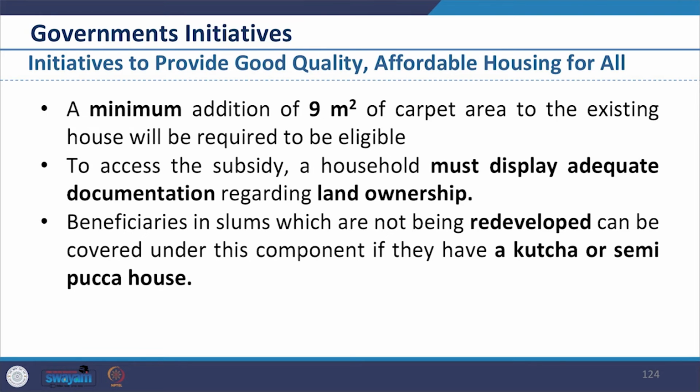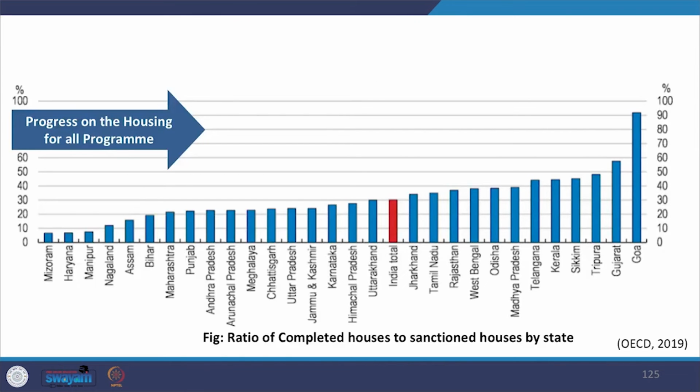To assess the subsidy, a household must display adequate documentation regarding land ownership. Such beneficiaries may reside either in slums or outside the slums. Beneficiaries in slums which are not being redeveloped can be covered under this component if they have kacha or semi-pakka house. Here we see the progress which we have made under Housing for All programs.